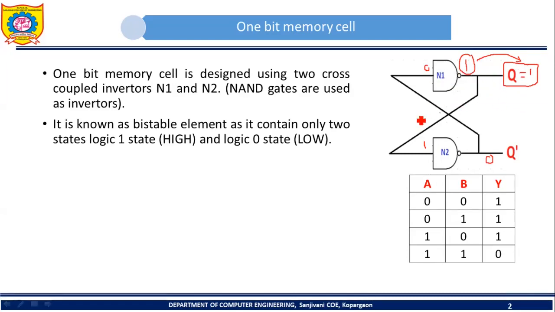Now I can say that this particular circuit is stable in high state. Now I can say that logic 1, bit 1 has been stored in this particular circuit. So in this way, this circuit can have either state 0 or 1. So that's why it is called a bistable element.